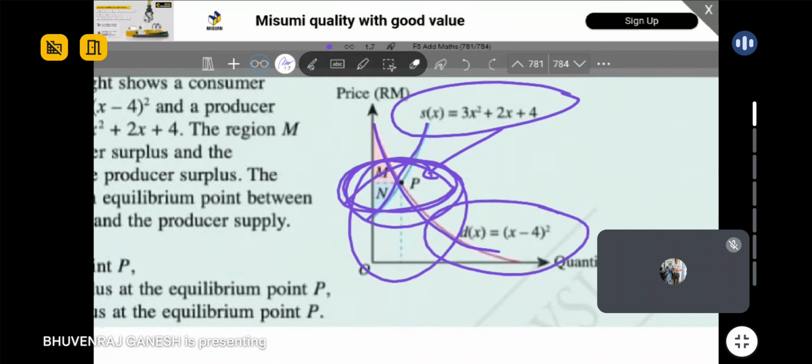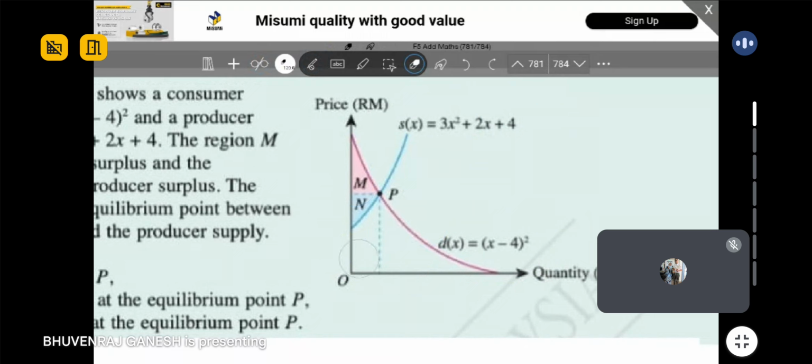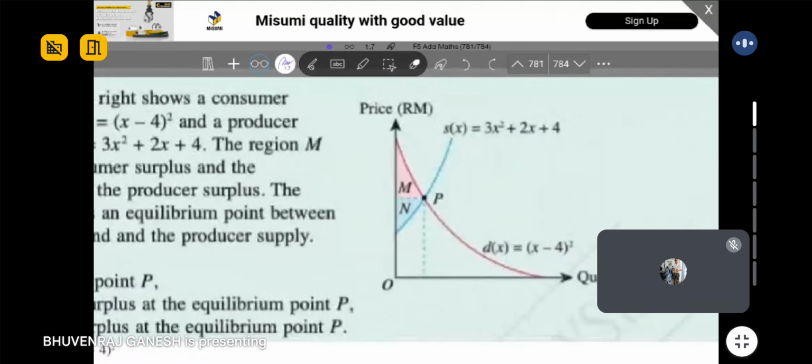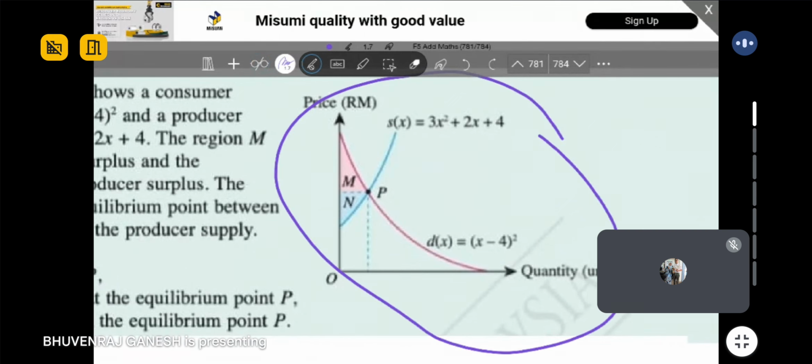Okay, guys, this question I think is more on economics, right? Am I right? Because they're talking about equilibrium point, consumer demand, and producer supply. So anyone learn this graph? For those who take accounts or anything, do you learn this graph for the arts team? I think you should have, right? Supply demand graph. Or you didn't take accounts or eco.